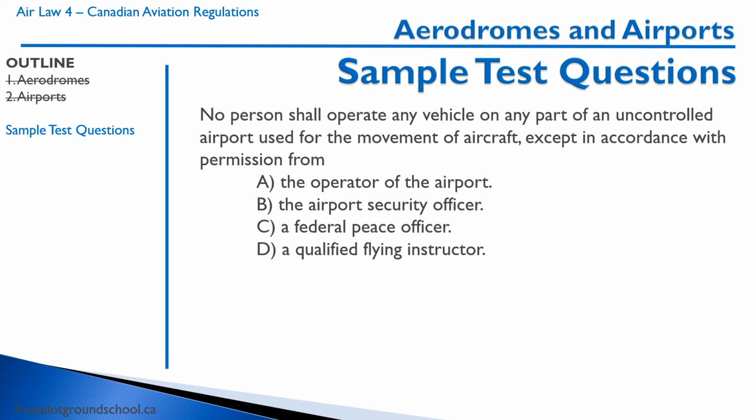No person shall operate any vehicle on any part of an uncontrolled airport used for the movement of traffic, except in accordance with permission from A, the operator of the airport. Yeah, sounds reasonable enough. B, airport security officer. Not quite sure. Lots of airports don't have security officers. C, a federal peace officer, so RCMP. Well, that seems kind of silly. You have to call the police when you want to drive your truck across the airport property. D, a qualified flying instructor. Could be, but let's be honest, a lot of airports don't have flying instructors. So process of elimination, let's go with A, operator of the airport.